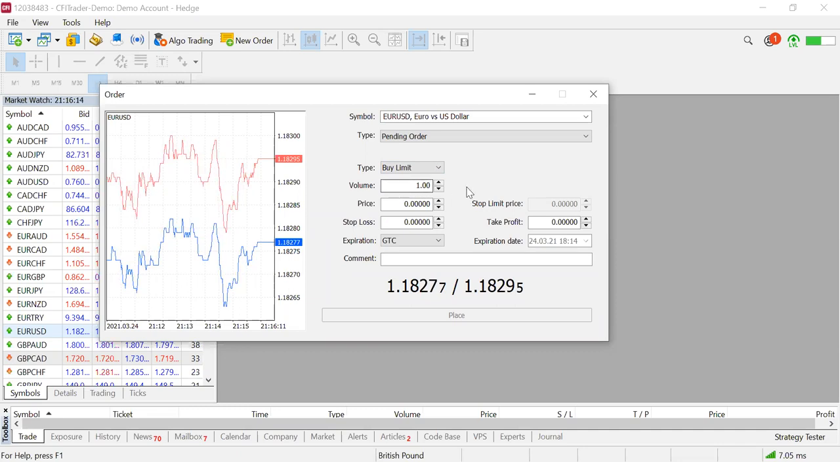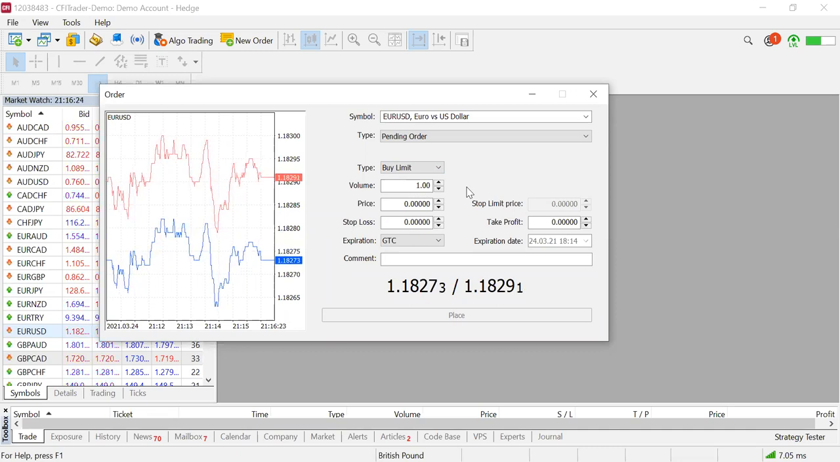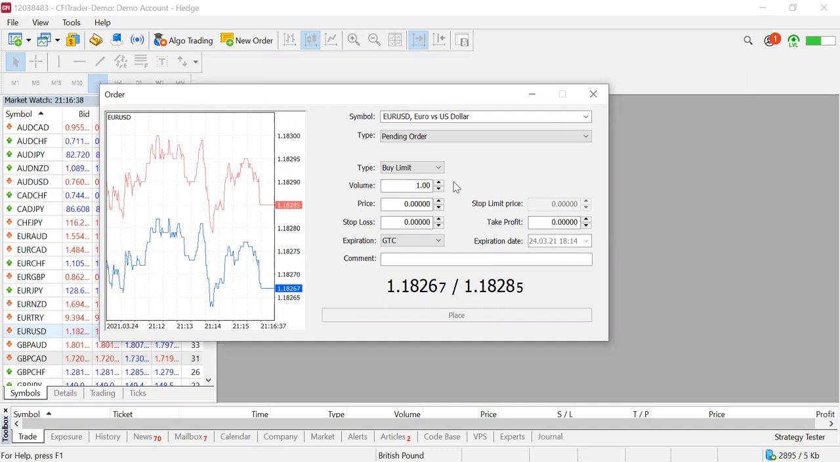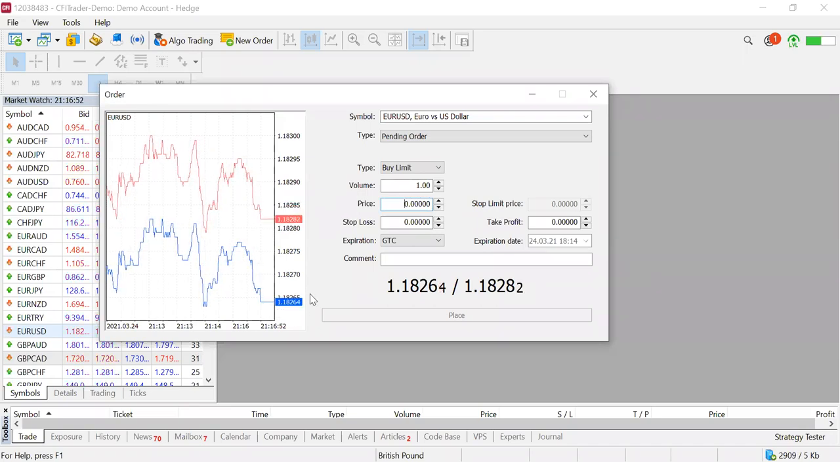Then on the volume, you select what contract size you want to trade. It could be the standard one. You can also put 0.10, which means the mini contract, and for the micro contract you just put 0.01. In this case we're just going to stick with the standard contract, which is 100,000 euros. Then with the price of the buy limit order, as I mentioned before, it must be entered below the current market price. So we can see here the market at the moment.